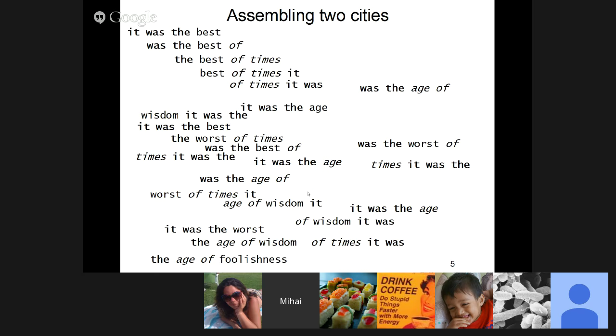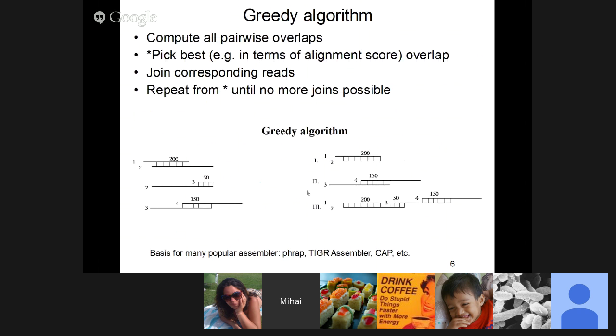I think most of you will actually come up with this algorithm for solving the problem, and this is actually what people did originally. It's called the greedy algorithm, because you always make the best choice possible at a particular time. This greedy algorithm was the basis of many popular assemblers in the early days of genome assembly, including Phrap, the workhorse of the Human Genome Project, and TIGR Assembler, the assembler used to reconstruct the genome of the first bacterium ever sequenced.